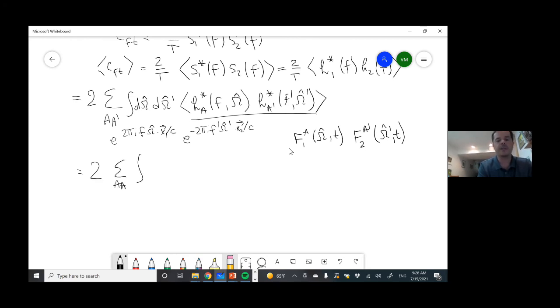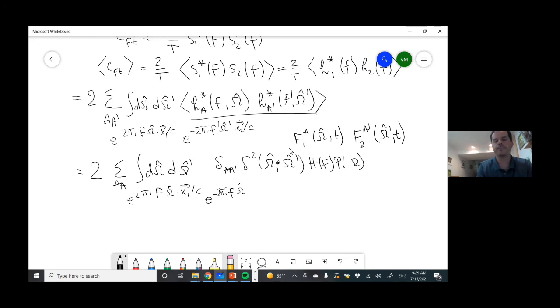So we have the sum and the integrals. And then we have delta functions in A prime, in omega and omega prime. And then we have h of f, we have p of omega, and then we have the same exponentials. So I guess I'll rewrite them here. Okay, and the response factors.